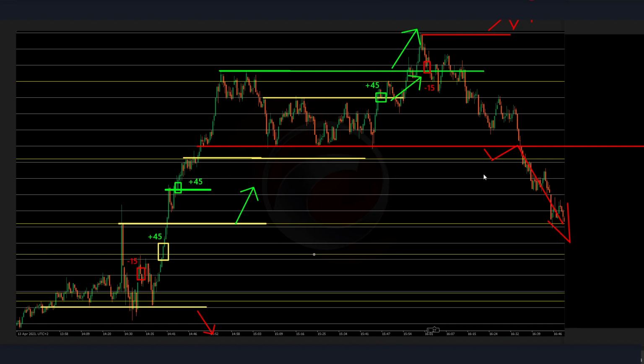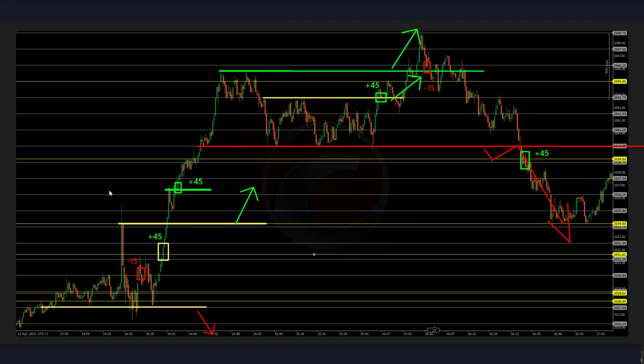Okay, there you go. Breaking these lows, breaking this key level, as you can see over here, giving you a perfect entry below the key level for more than 45 pips to the downside. And yes, I think that's it. So another one done.